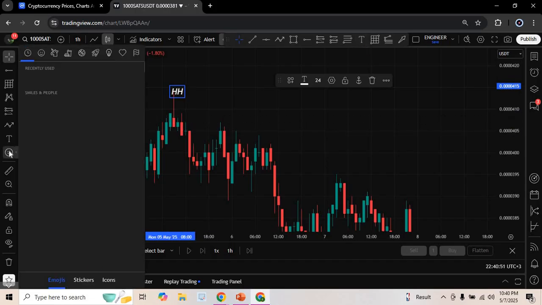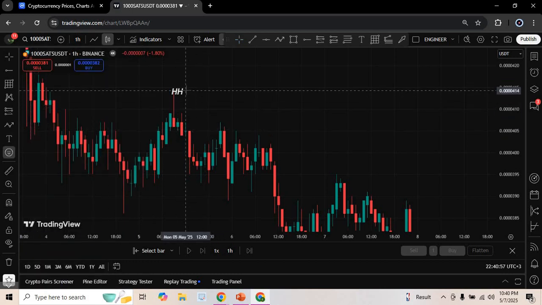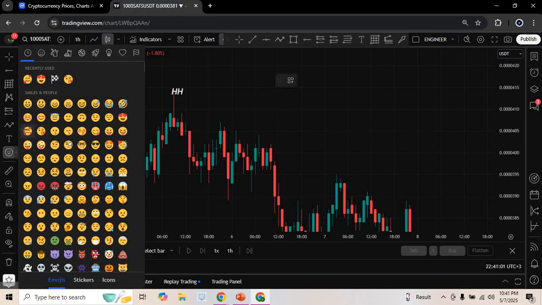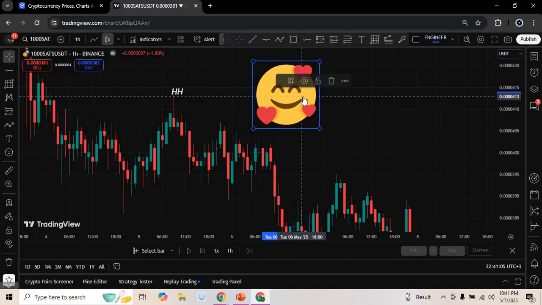Then you have the emojis part. I don't know why you'll use this, but maybe let's say you love this part. Just click there and use it right there. Why is it not working? Click. Yeah, perfect. And maybe use it there. I don't know why we'll use that, but if it suits your ego, you can come and choose that.